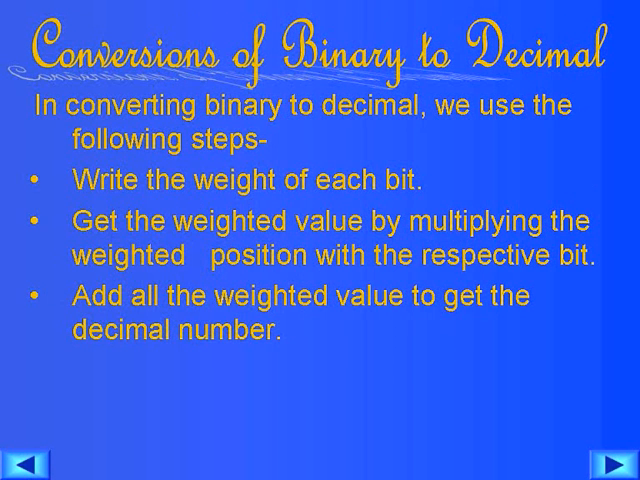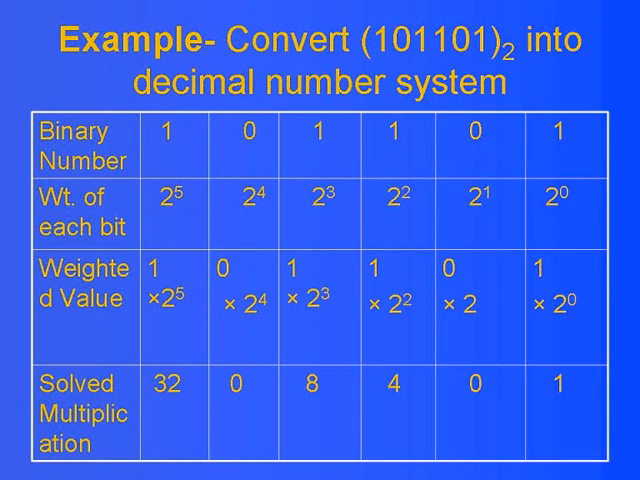Conversion of binary to decimal. In converting binary to decimal, we use the following steps. Write the weight of each bit, get the weighted value by multiplying each bit with its respective weight. Add all the weighted values to get the decimal number. So convert 101101 into the decimal number system. Here the least significant bit has a weight of 2 to the power 0, then 2 to the power 1, 2 to the power 2, 2 to the power 3, 2 to the power 4, 2 to the power 5.